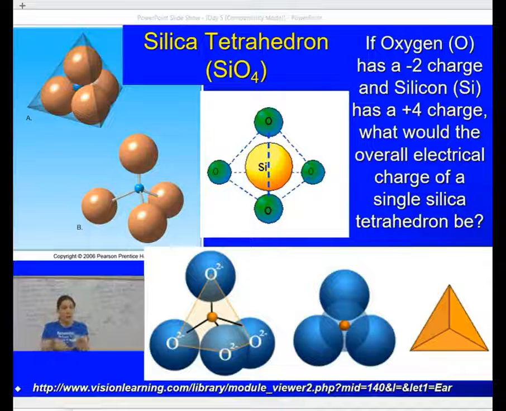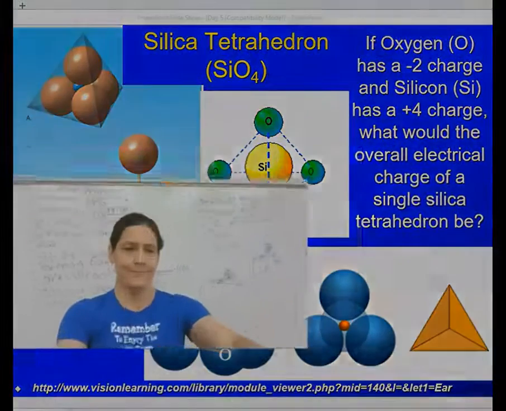If silicon wants that outer orbital filled, what it often will do is get rid of those electrons in the outer orbital, which would make it more positive than negative, and it would have a plus 4 charge. Again, if that went over your head, it doesn't matter. All you need to do is memorize that oxygen has a negative 2 charge, and silicon has a plus 4 charge. And once we know that, we can talk about the overall electrical charge of a silica tetrahedron.